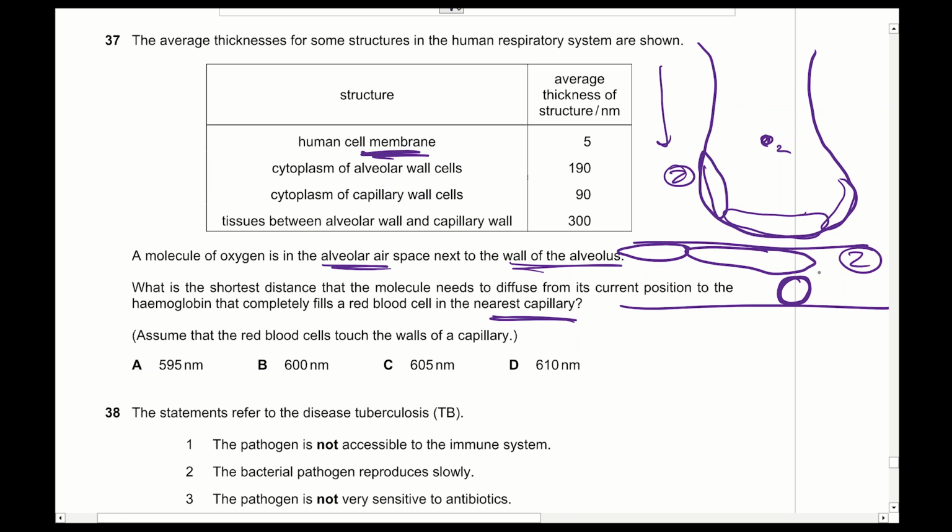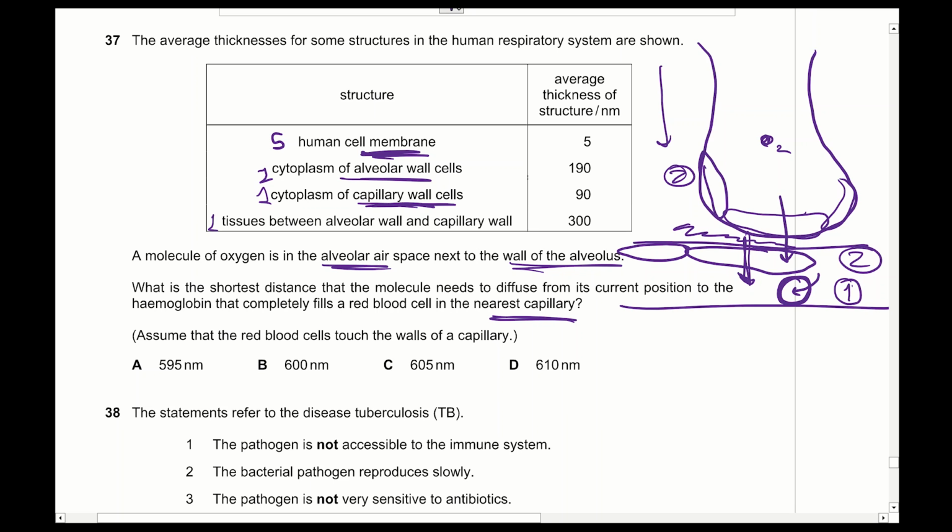It's going to pass, in order to enter inside the red blood cell, through one cell membrane. So here we have one cell membrane. So in total, we have 5 human cell membranes and 1 cytoplasm of alveolar cells, because it needs to just pass through one cell, therefore 1 cytoplasm. And it needs 1 cytoplasm of capillary wall cells, because it only needs to pass through 1 endothelial cell, and the tissues between the alveolar wall and capillary wall also have to be passed through, which is here.